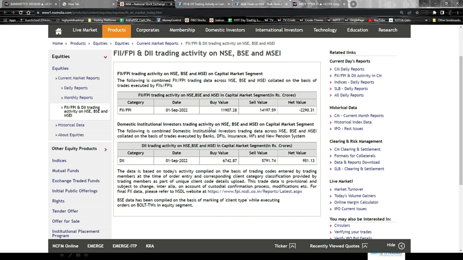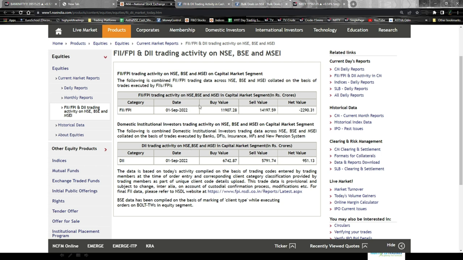So today is 2nd of September 2022. You will not get the data for 2nd of September 2022 now because the market is live right now. The time right now is 12:25 p.m. Indian Standard Time. So the market is live, right? Only after the market is over, you will get the data for 2nd of September, that is today. I hope that is clear.